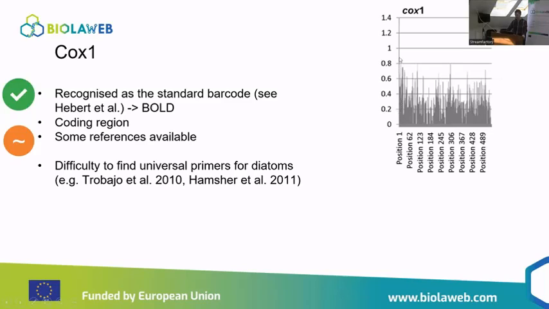Here you see the variability of the different positions, and you almost don't find any conserved regions. It's very difficult, in fact, to find universal primers inside diatoms. It's possible to find primers, but each primer should be specific to each genus. So here it was a big problem with COX-1, and you will understand just after also.